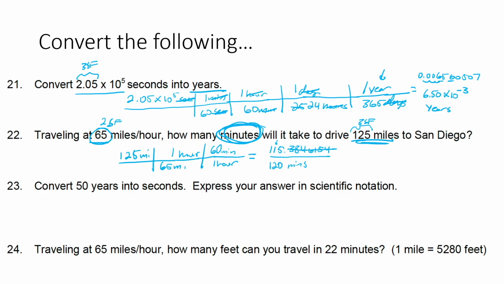Next one, same as the top one, right? Same as the top one, except we're going backwards. We've got 50 years and we want to go to seconds. Again, I'm just going to do it with the conversion factors I have in my head. I'll start with 50 years. I want to move towards getting seconds, so that's where I say for every 1 year, there are 365 days. For every one day, there are 24 hours.